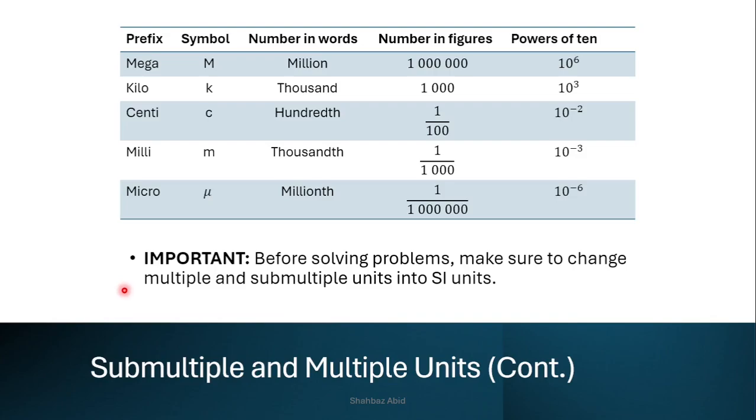This is a very important statement. If we are going to solve any problem, we have to make sure that we change the multiple and submultiple units into SI units. So for example, if I have centimeter mentioned in a question, I must convert it to meter, which is the base unit of length. So we have to make sure all the dimensions, which are length, mass and time, have units of meter, kilogram and second.